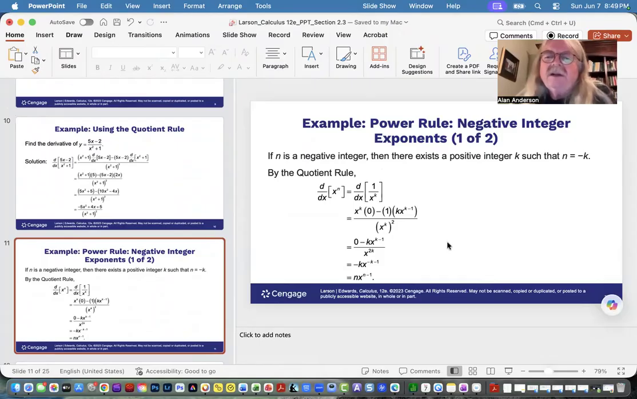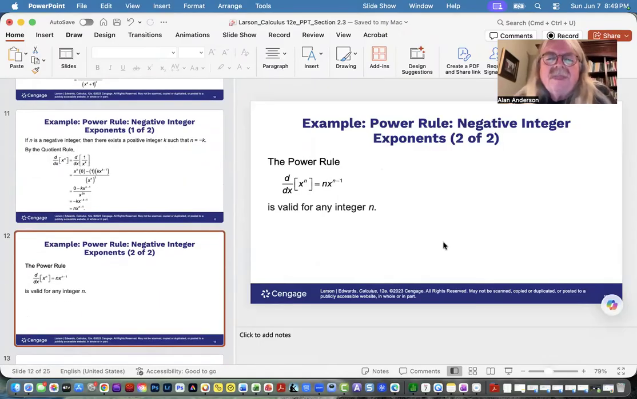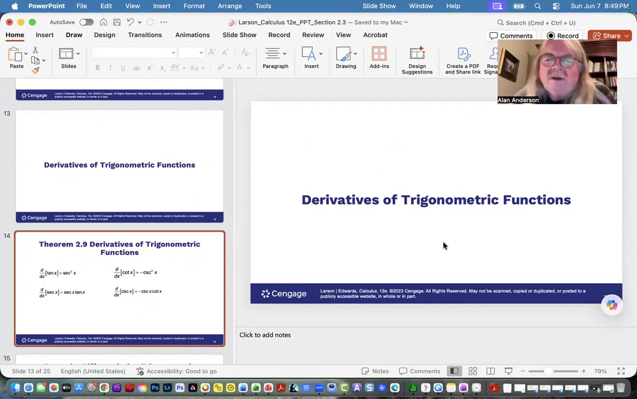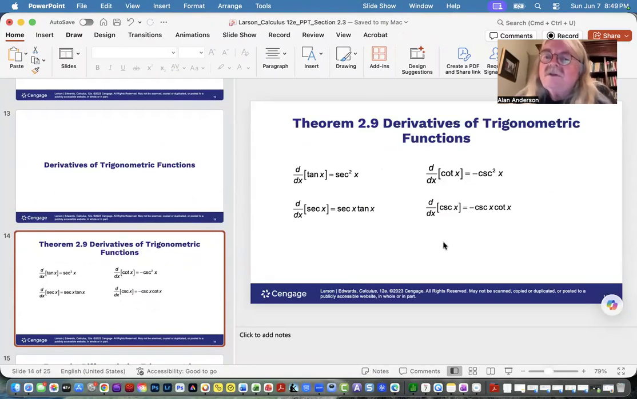I think what they're doing here is reproving the power rule in terms of the quotient rule. That's fine. We don't need to deal with this. We already know how that works. Now we've got some more trig derivatives. All right, let's take a look.